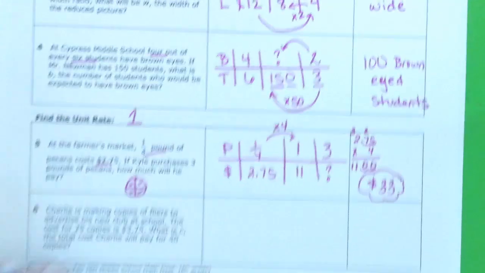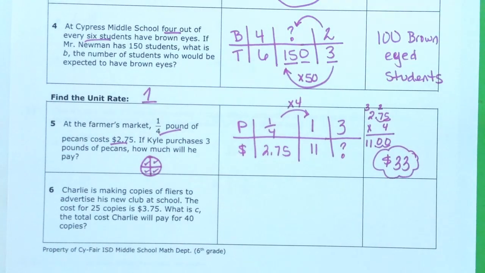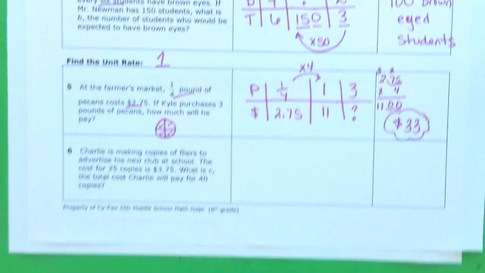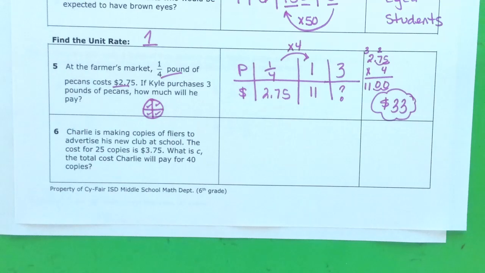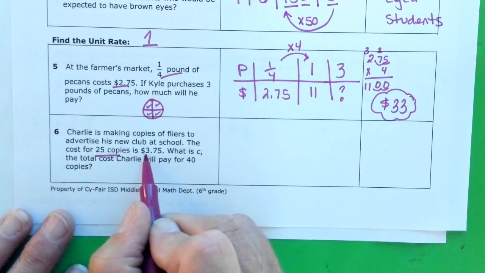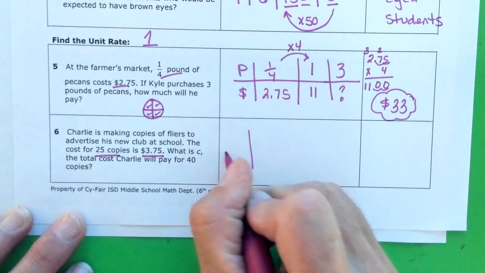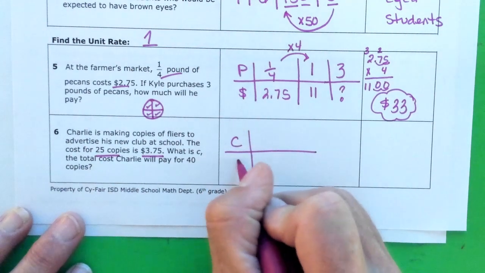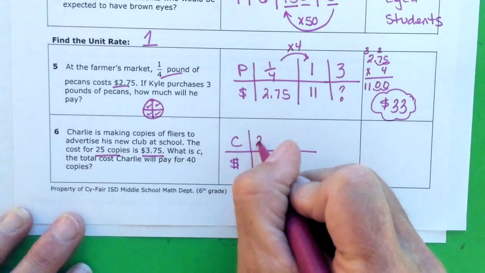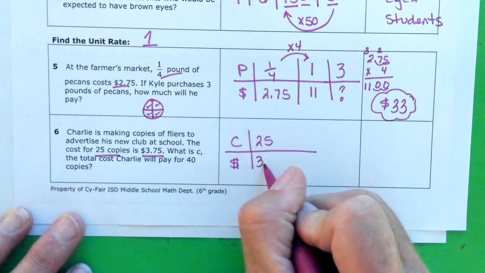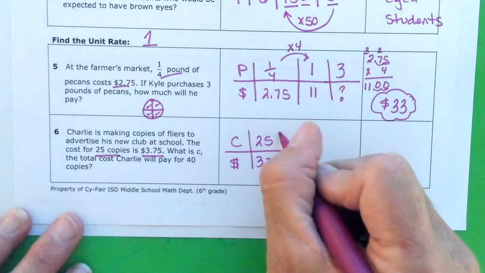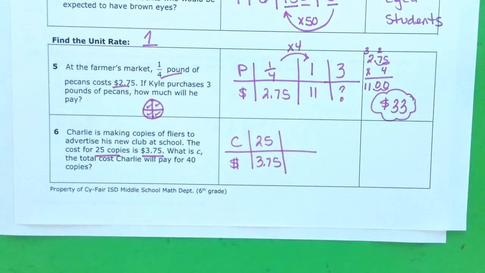All right, next one, number 6. Charlie is making copies of flyers to advertise his new club at school. The cost for 25 copies is $3.75. Set up my table, C for copies, dollar sign for money. 25 copies cost $3.75. Question: What is C, the total cost Charlie will pay for 40 copies?